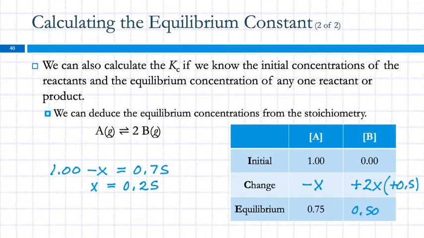Questions? Why is it a negative for the concentration of A? Because we're losing concentration of A. The reactants go away, their concentration goes down, and the products increase.